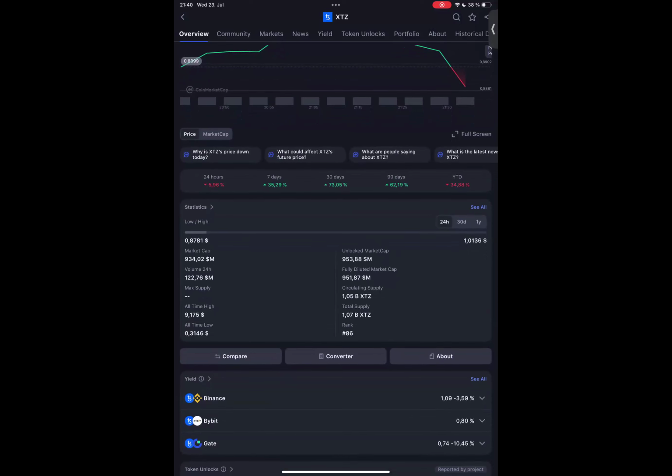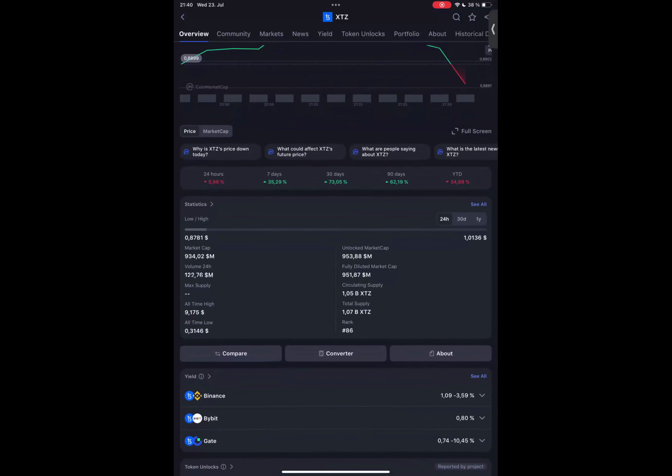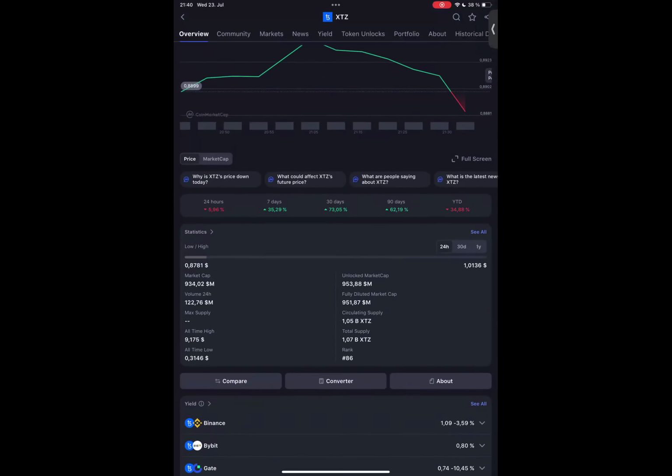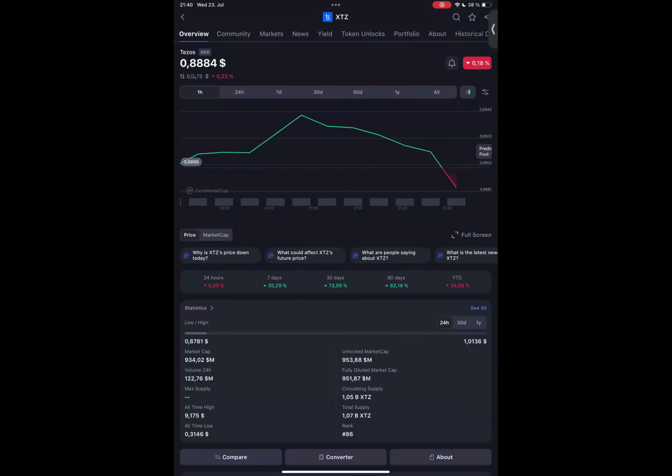934 million market cap. Okay. All-time high was 9, all-time low 31. It's really down. Okay. Don't worry, just give it some time. It's a good coin. XTZ is not a bad coin.